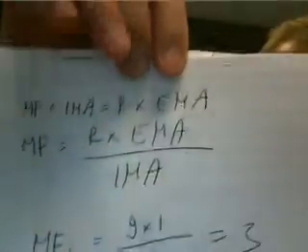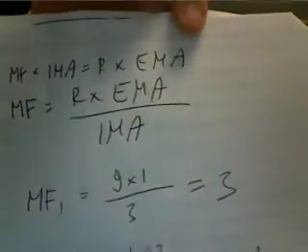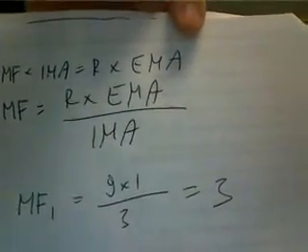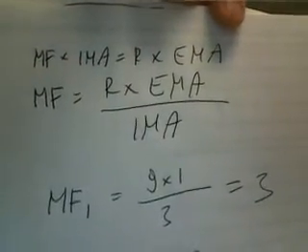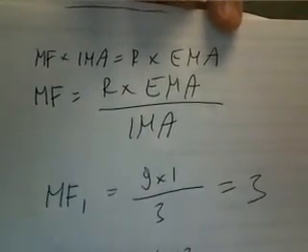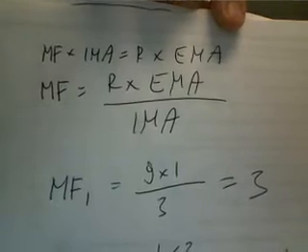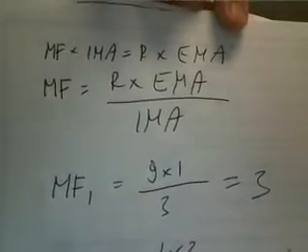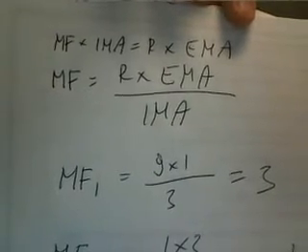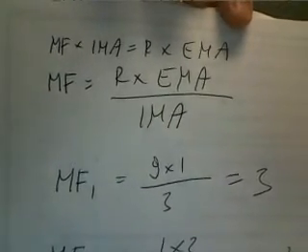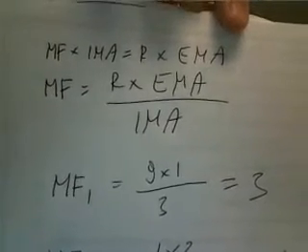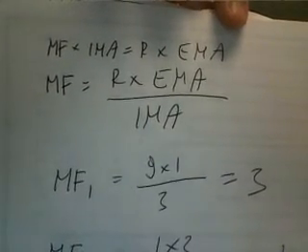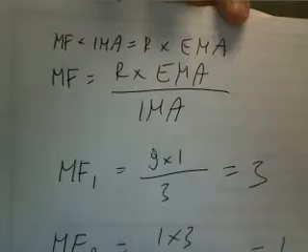So let me do this calculation for you right here very quickly. Okay, so let me try to show you this calculation. So this is the formula: MF times IMA equals R multiplied by EMA. So we can pull the MF out, right? The muscle force, or the force. That's the question. So we're going to pull it out. MF, muscle force, or just force, equals R multiplied by EMA divided by IMA.